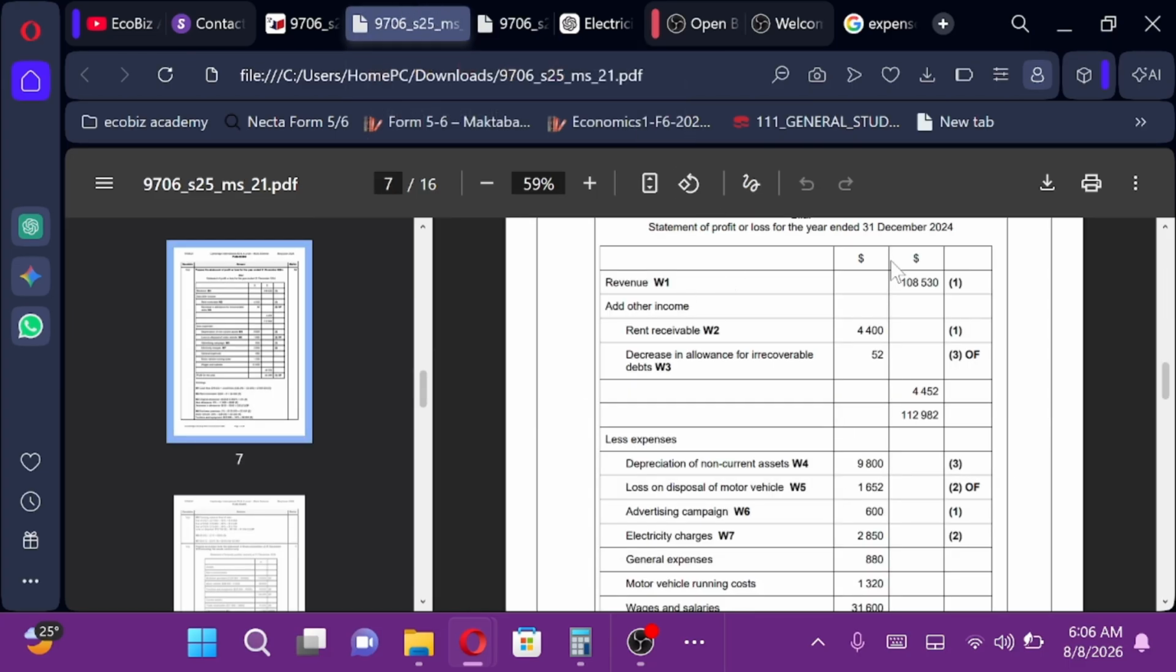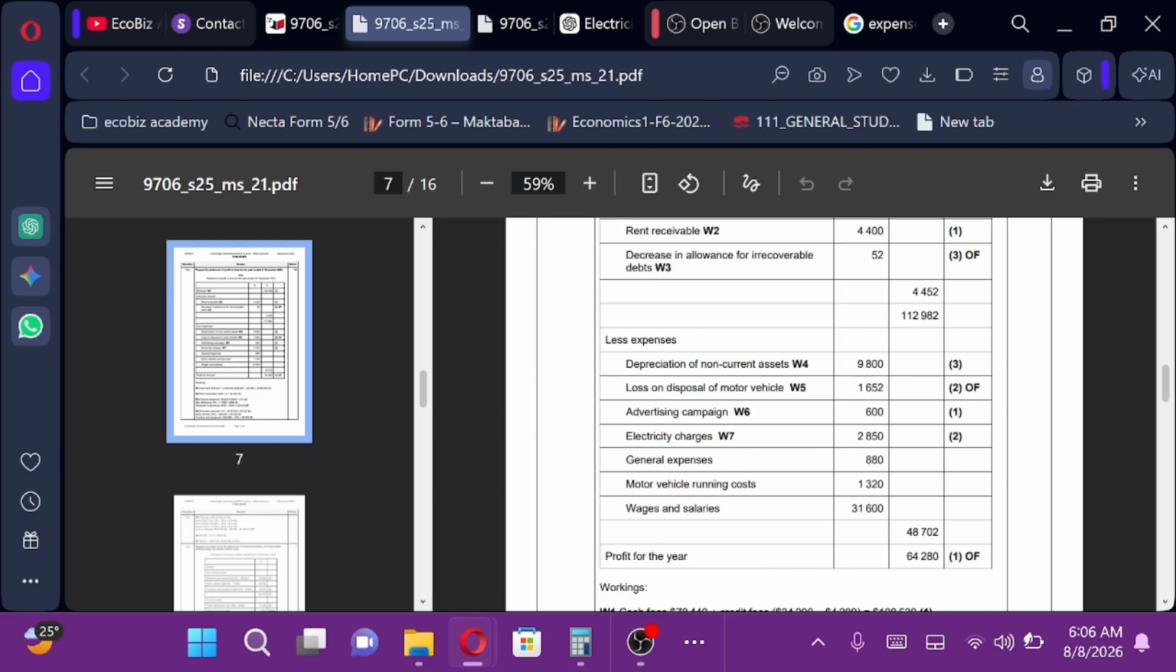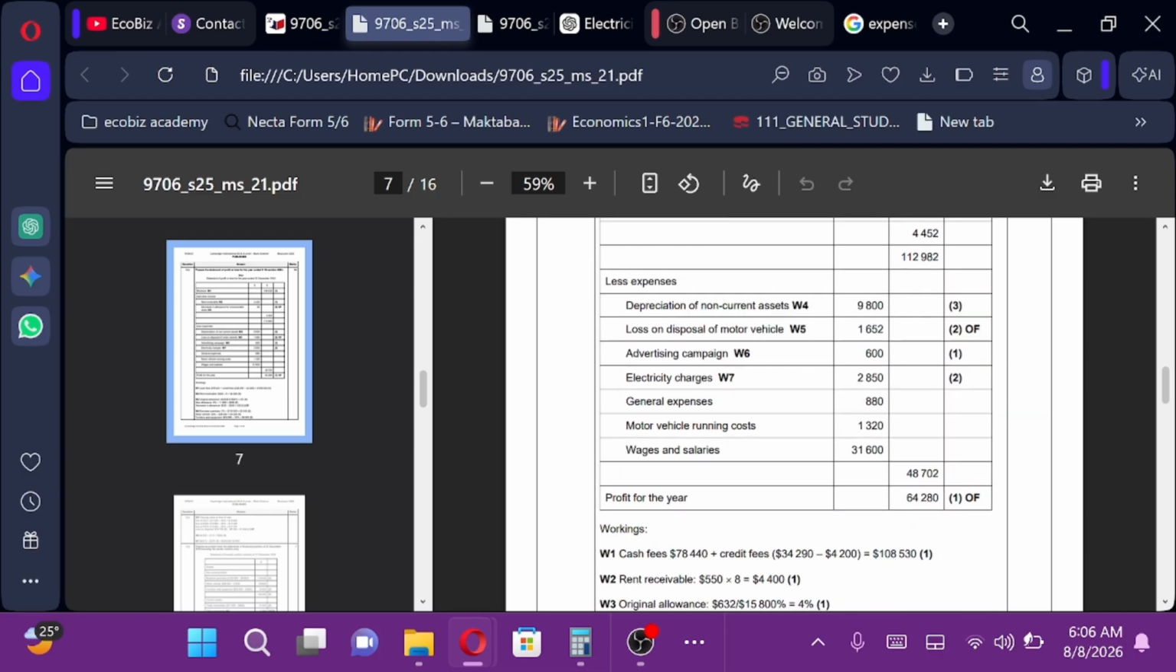So we took revenue, right side, because that's the total of revenue. Then we put rent receivable and the additional. Then we put the total on the right side here. Then we find the total of the revenue, which is this one. Then we do the same for expenses. We put all the total expenses here. Then the sum of all the expenses is 48,702.